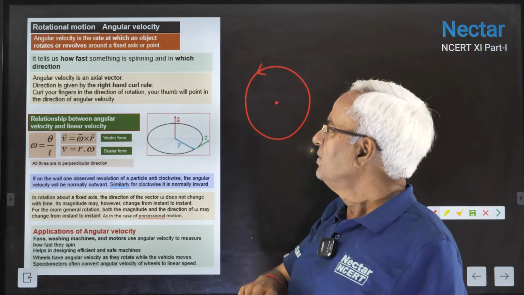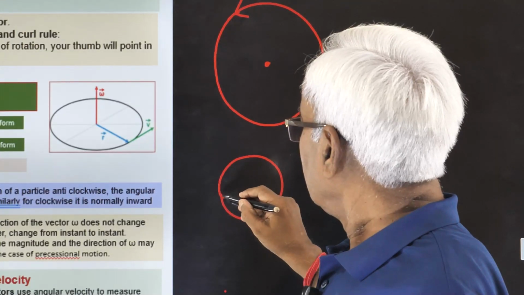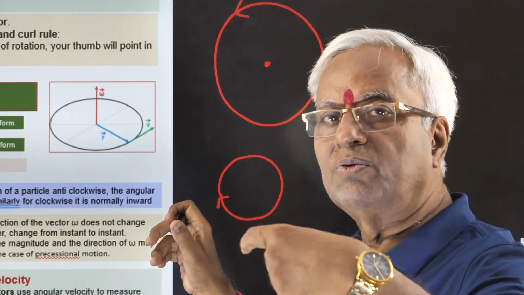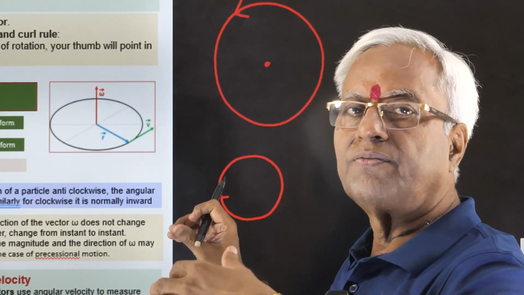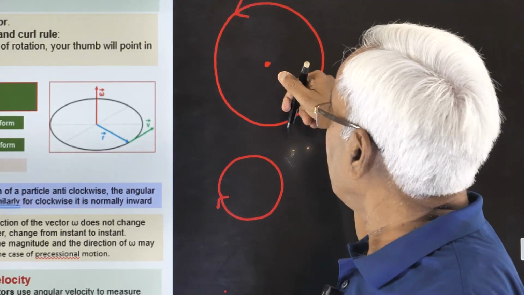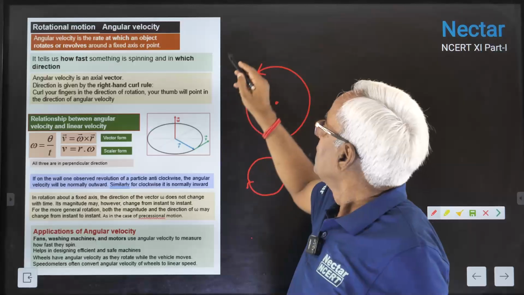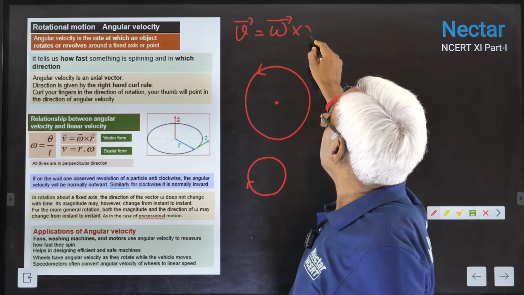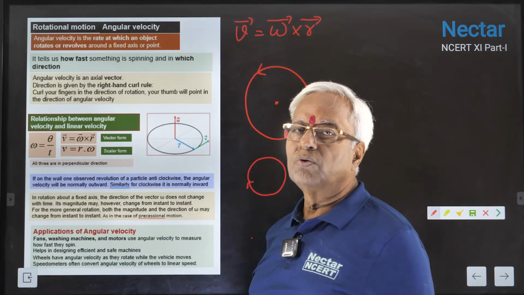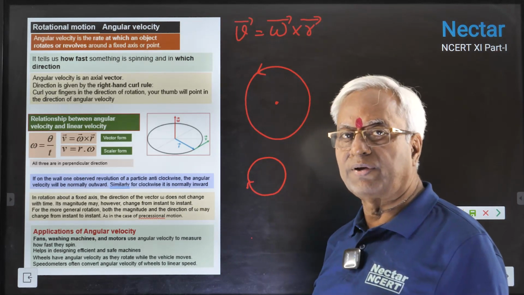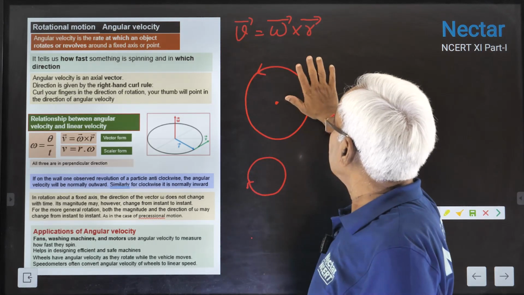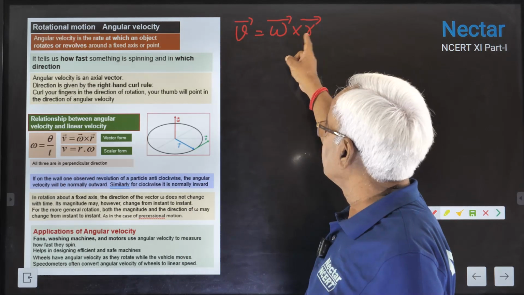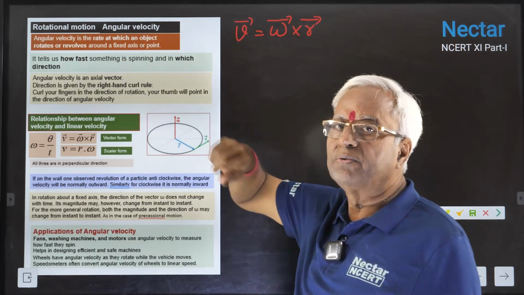angular velocity. Similarly, if on the wall some rotation is clockwise, then we would say that angular velocity is normally inward. When it is anti-clockwise, angular velocity is normally outward. The three vectors are related this way: v is equal to omega cross r. All three are vectors, and the right-hand curl rule, or even the rule of cross product, tells us that these three vectors shall be mutually perpendicular.